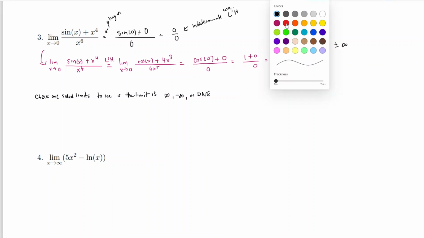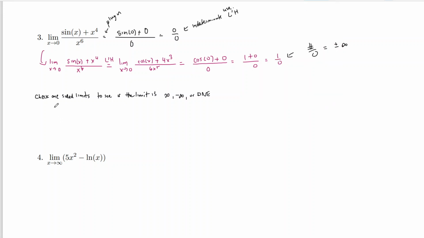The thing you want to remember is we plug in numbers. So if I want to do the limit as x goes to 0 from the left of our original limit, sine of x plus x to the 4th over x to the 6th, we don't go through and do L'Hopital's rule again, even though we could, because we'll just end up in the same spot here. What we do is we plug in a number that's a little to the left of 0. So let's say we plug in sine of 0.001 plus 0.001 to the 4th over 0.001 to the 6th.